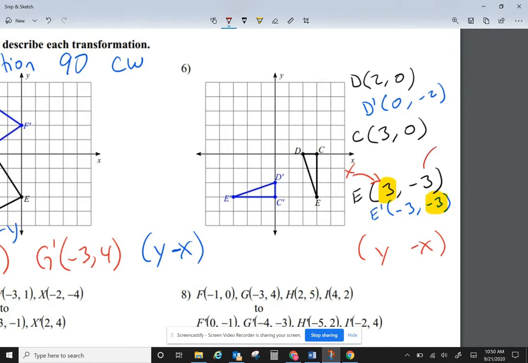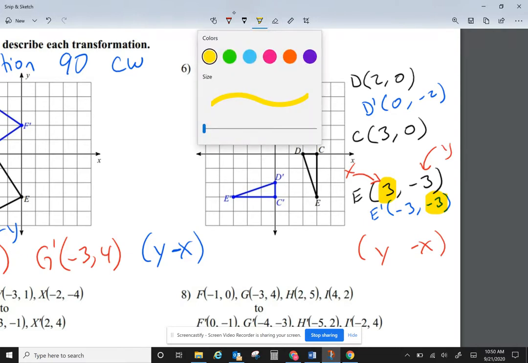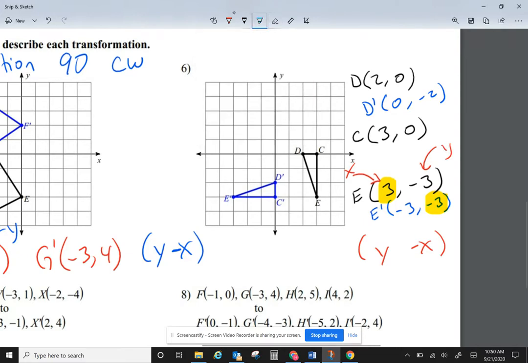Then I look at the original Y value. Now that one, we can see it. I'm going to use green for that. We can see it here. And I said, did my Y value switch signs? It was negative and it stayed negative. So nope, they didn't switch signs.